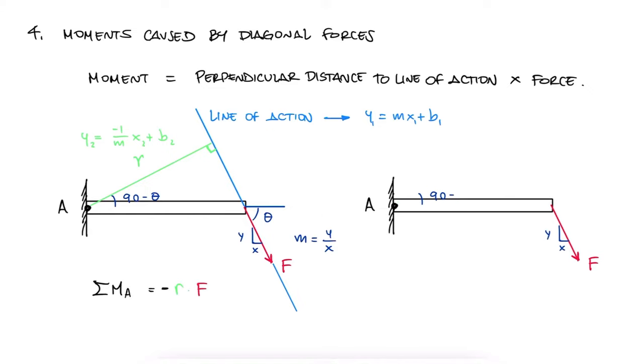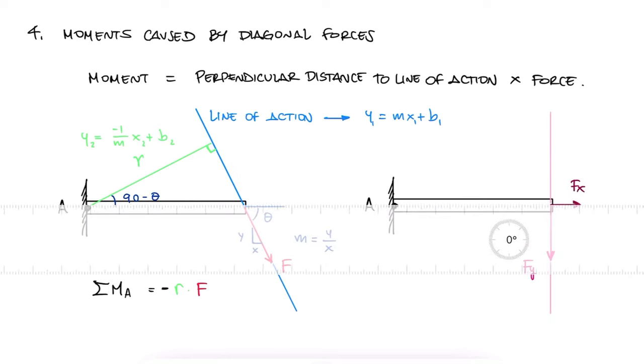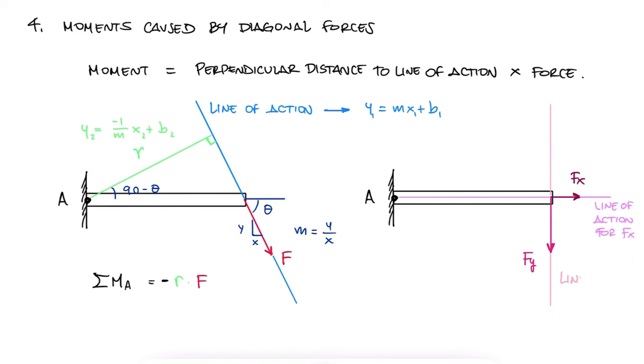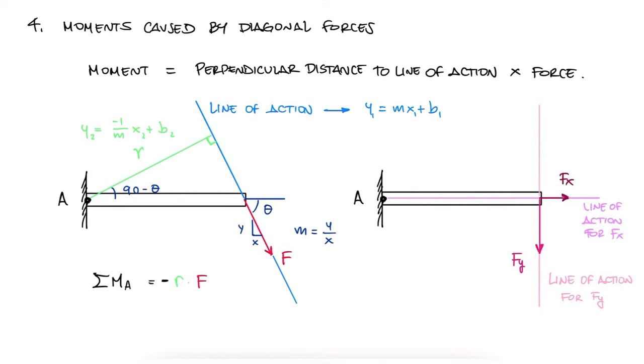For this reason, it is often advantageous to split the given force vector into its components, draw the line of action of each component, which will be vertical and horizontal lines, and with those, find the perpendicular distance from the point for calculating the moment to those lines, which will also be vertical and horizontal lines and therefore distances that are much easier to find.